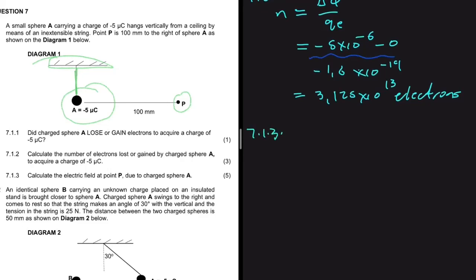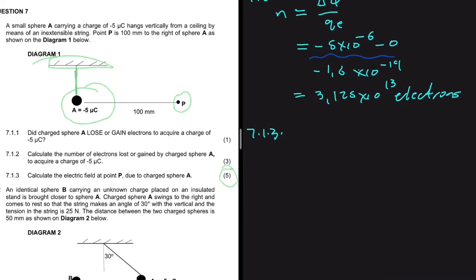7.1.3 says, let's calculate the electric field at point P due to sphere A. And the mark allocation is 5. We're waiting for 5 marks, which doesn't make any sense because this question is very simple and straightforward. We don't deserve 5 marks. But anyway, the examiners make the rules.